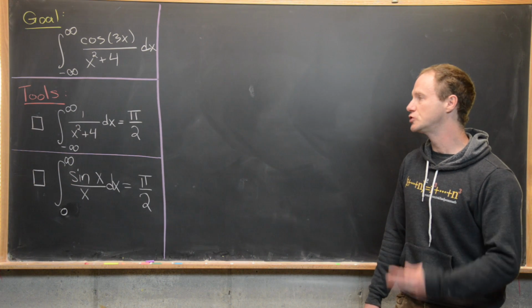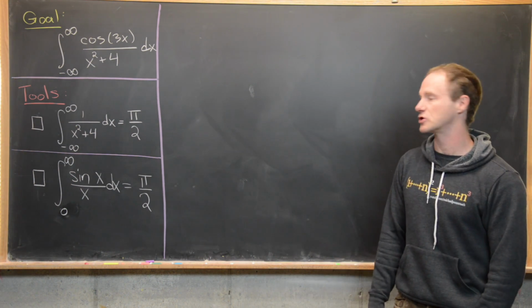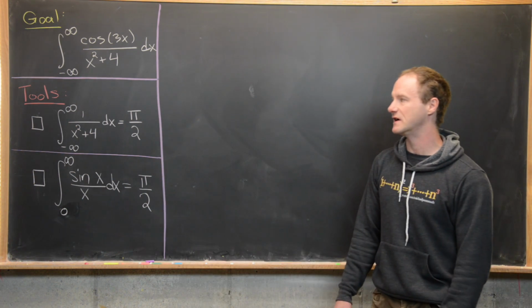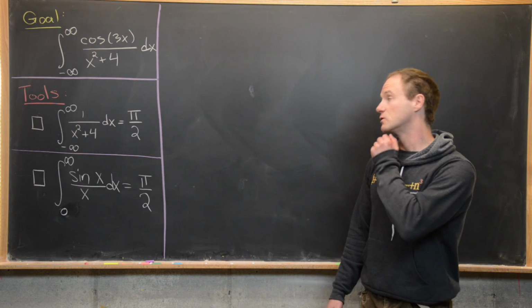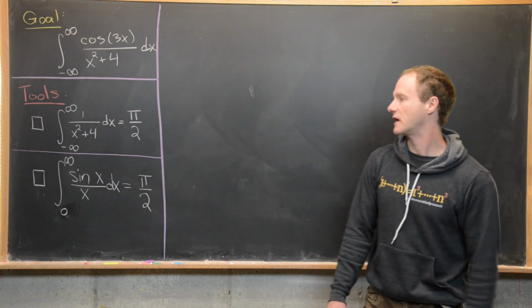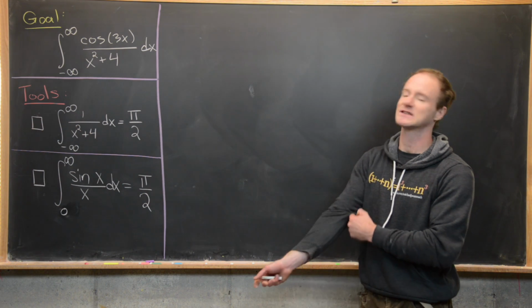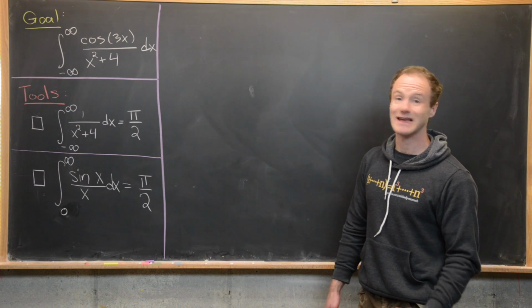We're going to use two tools which we will derive just for completeness in order to evaluate this integral. One is that the integral from minus infinity to infinity of 1 over x squared plus 4 is equal to pi over 2. And the other is the Dirichlet integral. In other words, the integral from 0 to infinity of sine x over x dx is equal to pi over 2 as well. Okay, so let's get going.